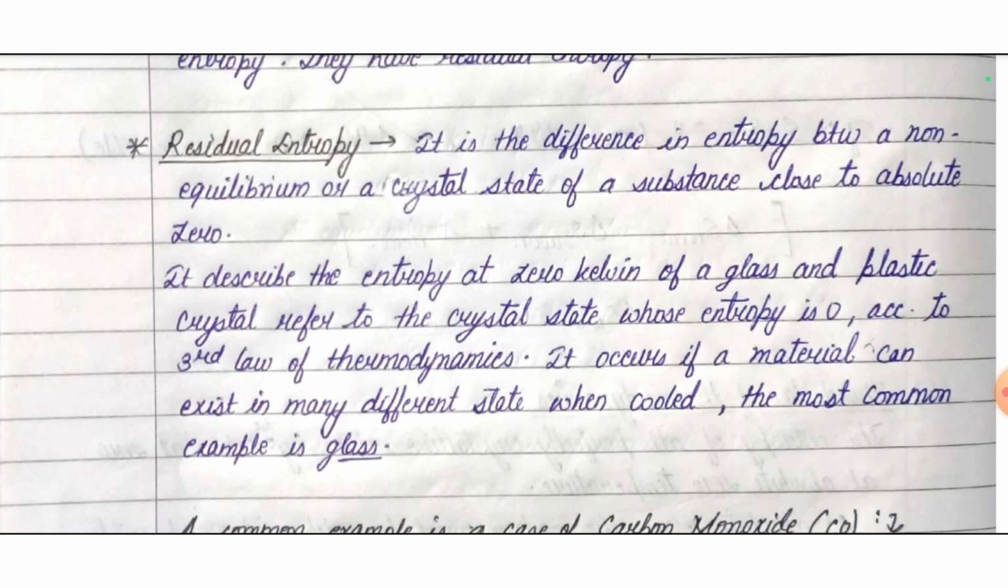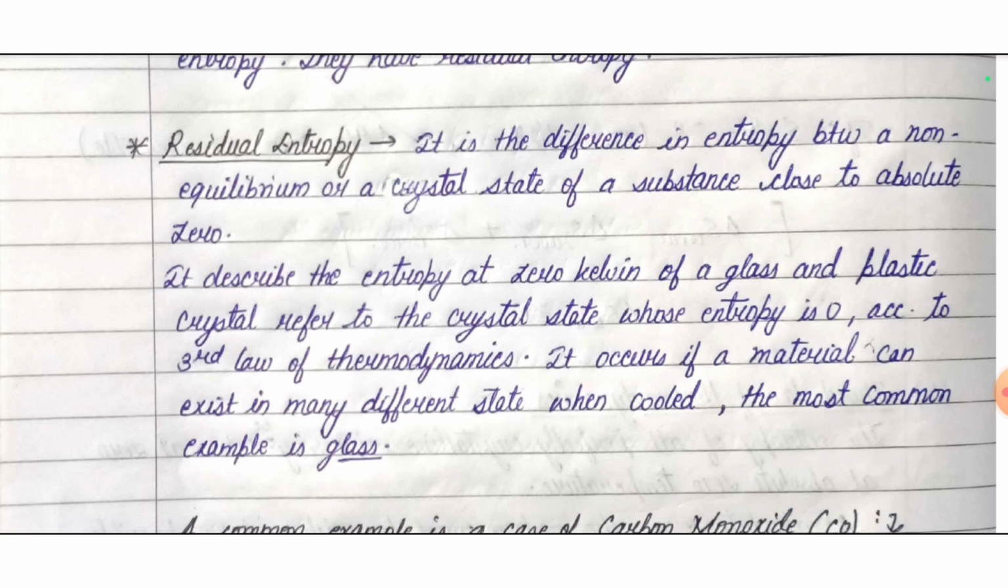Residual entropy is the difference in entropy between a non-equilibrium state and a crystal state of a substance close to absolute zero. It describes the entropy at 0 Kelvin of a glass or plastic crystal, referred to the crystal state whose entropy is 0.